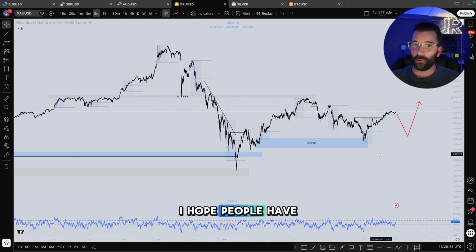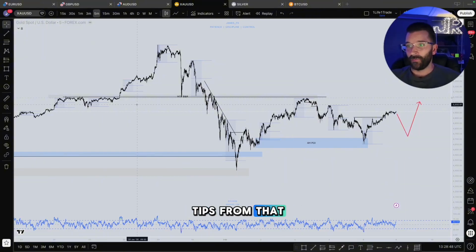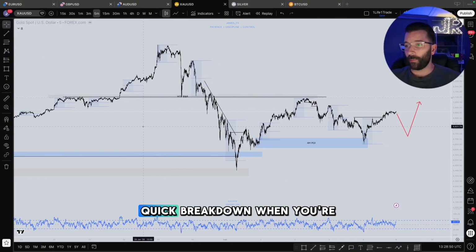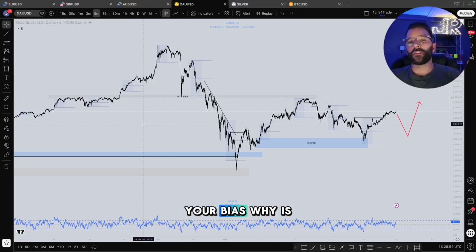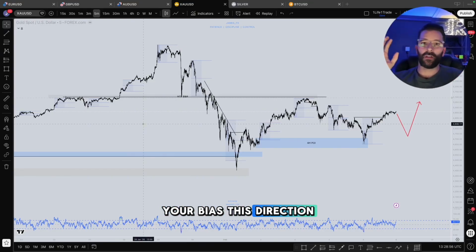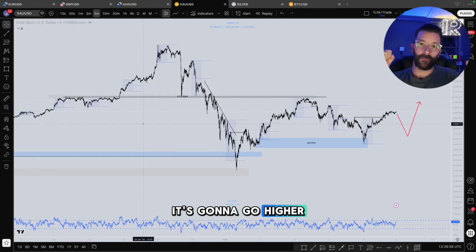I hope people have taken some valid tips from that. Quick overview, quick breakdown. When you're going to take a trade, your bias, why is your bias this direction? Is there a reason it's going to go higher? Is there a reason it's going to react from that area? When it gets to that area, wait for it to react and wait for it to prove itself. Not just start slowing down, that's one thing. Wait for it to make a break on the hourly chart.